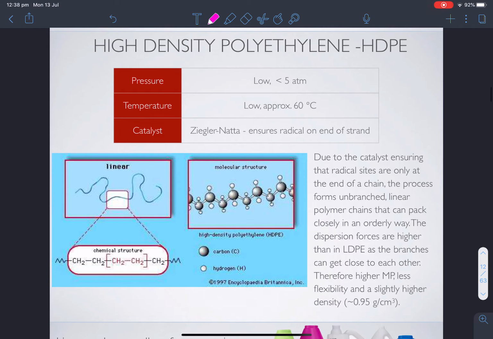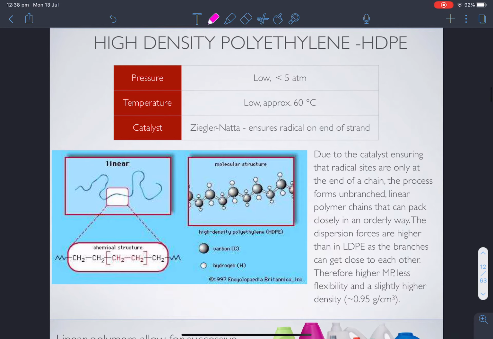Okay, a bit more detail on the process to make high density PE. The pressure we class as low. It's usually less than 5 atmospheres. So we don't need significant infrastructure to make that. We just need a good strong tank. And temperature we also class as low. It's only about 60 degrees Celsius. And we need a catalyst to make high density polyethylene. And what this catalyst does, there's a weird name for it after two people who found this catalyst, Ziegler-Natta.